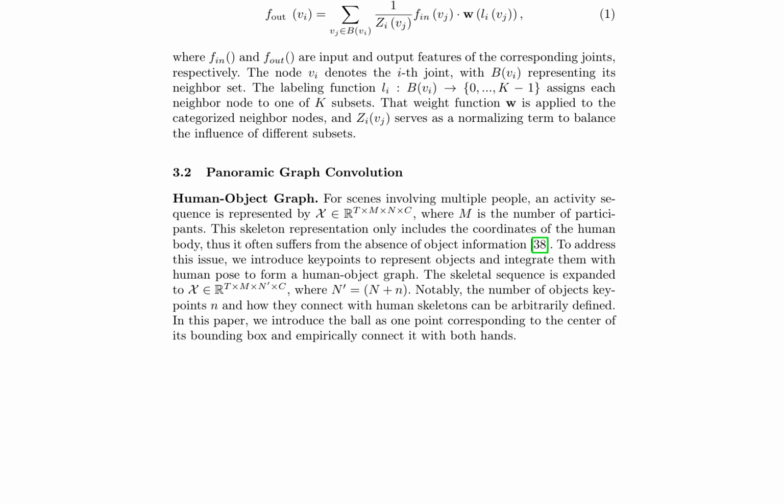The authors propose integrating object keypoints with human pose, expanding the skeletal sequence to include object information. In this paper, the ball is represented as a single point corresponding to the center of its bounding box and is connected to both hands.